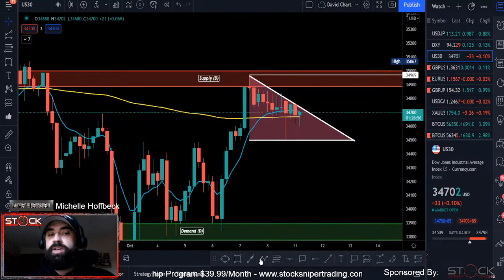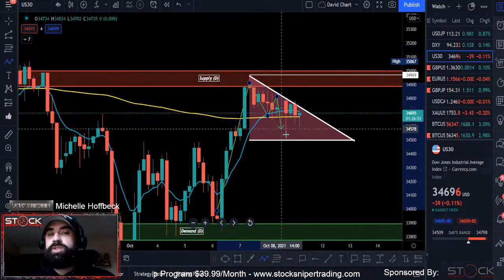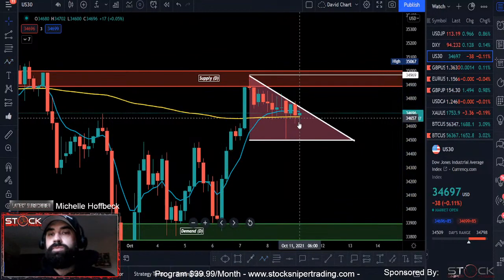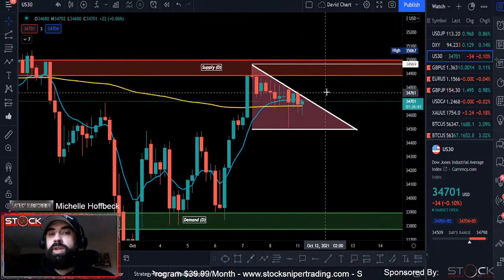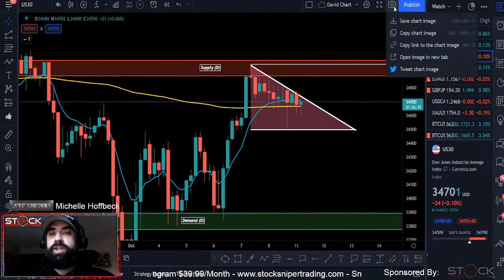You can see on US 30 that we're starting to bounce here. Bounce, bounce, started to bounce down here. Now holding above previous structure. Okay, this is 4-hour, guys. US 30 on the 4-hour. I'm personally going to actually just take a snapshot of this.